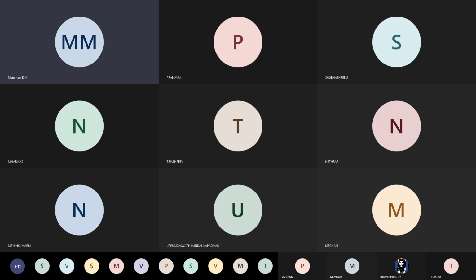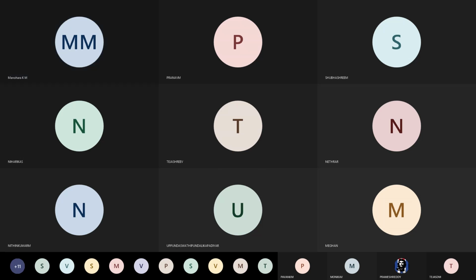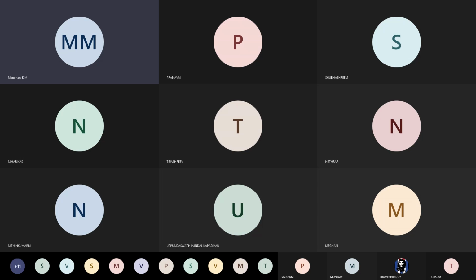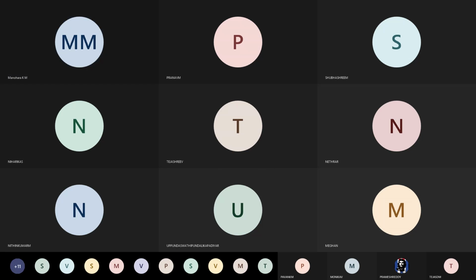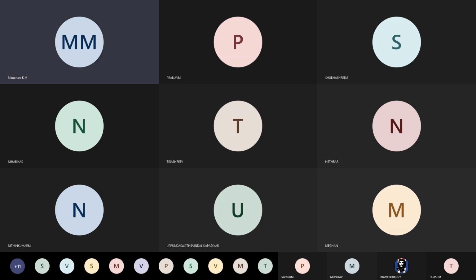So here both D of I and U are given for the different values of V, this small v.